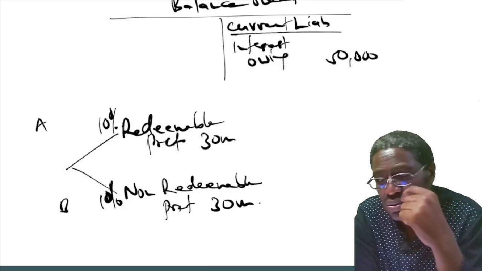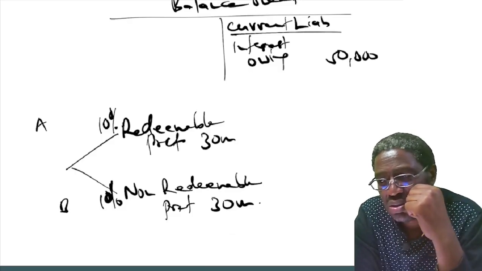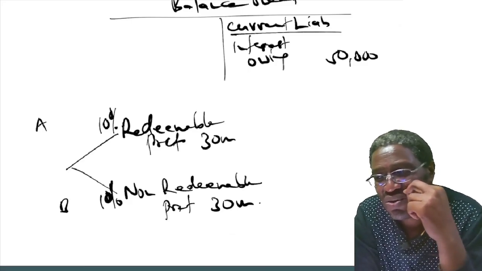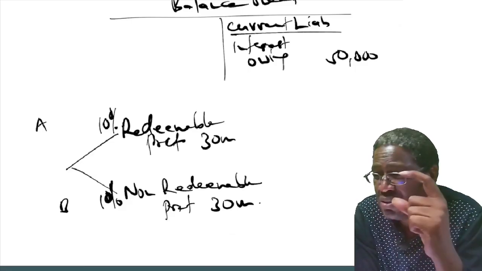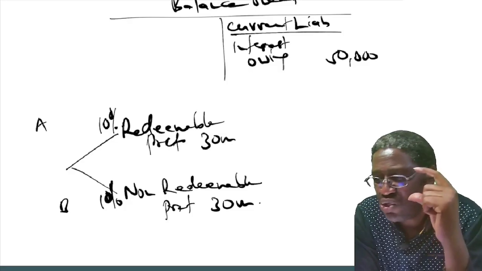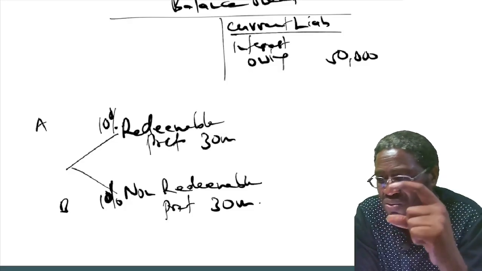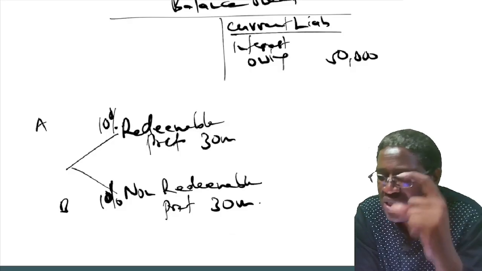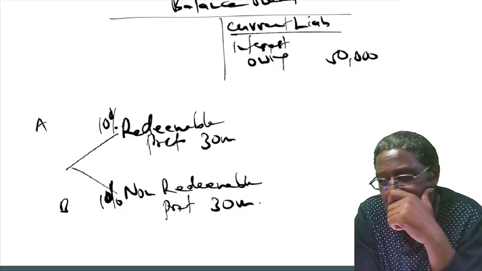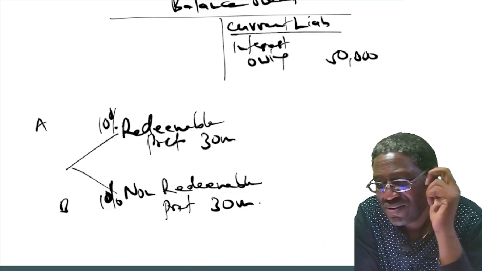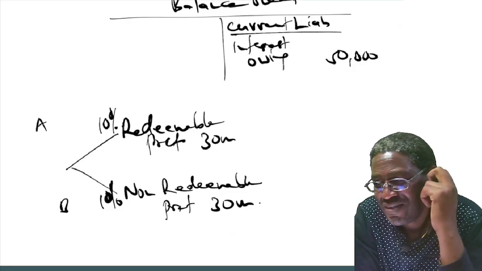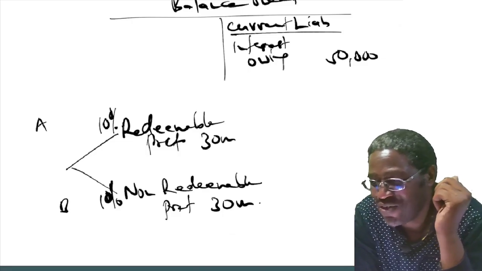Yes or no? Joan says no. When you are preparing the balance sheet of company A and of company B, will you put the 30 million in the same place? Joan says no. Thank you, Mutua.